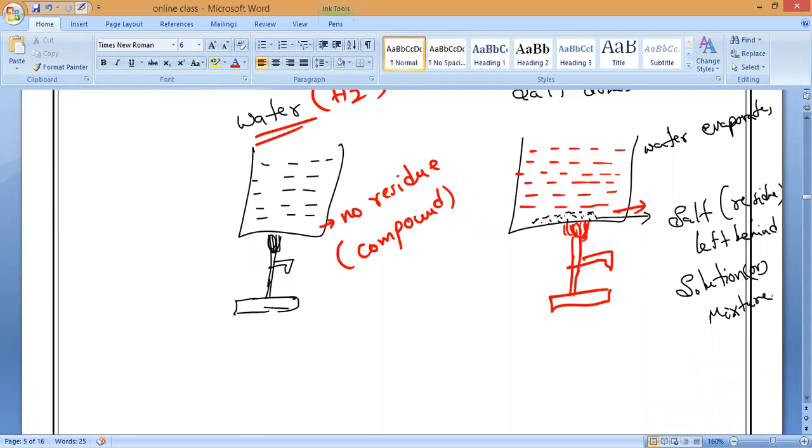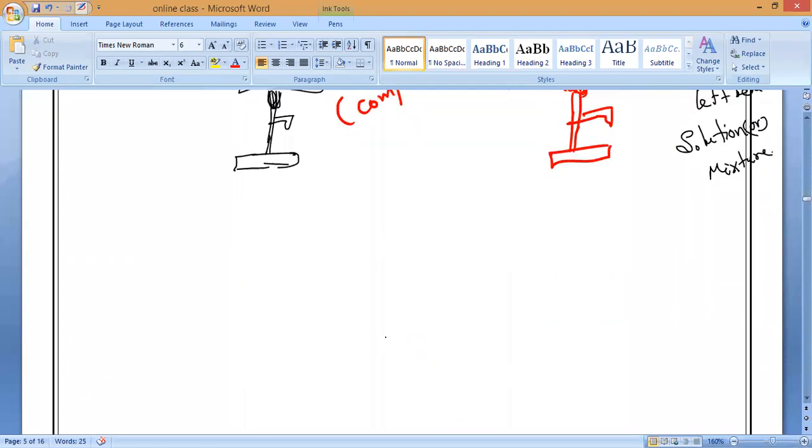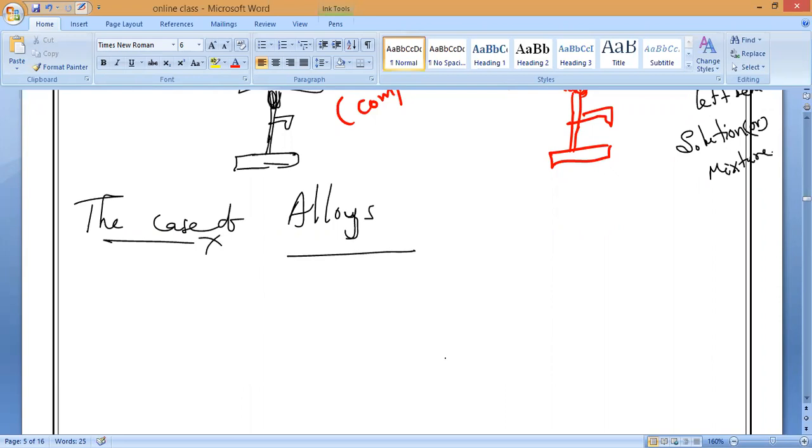Now let us take the case of alloys. Alloys are also solutions, yes or no? So they also have a fixed composition. Let us discuss the case of alloys. What are the well-known alloys? I already taught you two alloys. An alloy is considered a mixture. Is an alloy homogeneous or not?